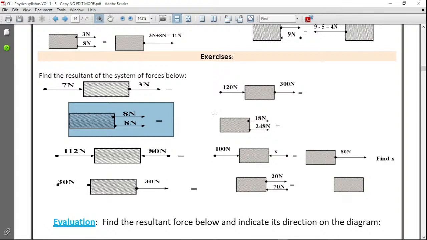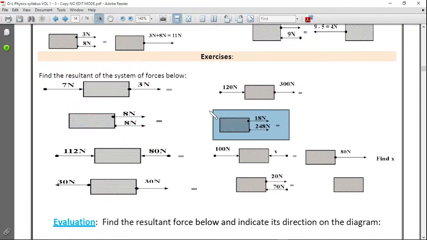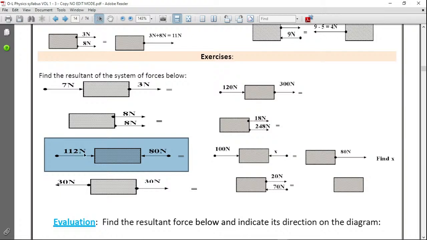This one, 248 plus 18, that's 266 newtons to the right. Now with this one, directions are opposite. The greater force is towards the right, so the resultant force should be 52 newtons to the right.